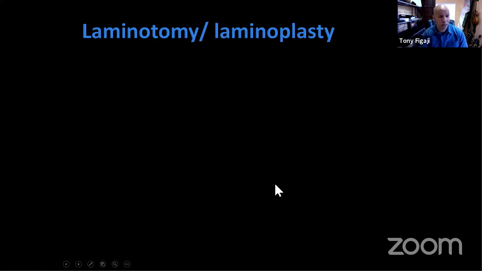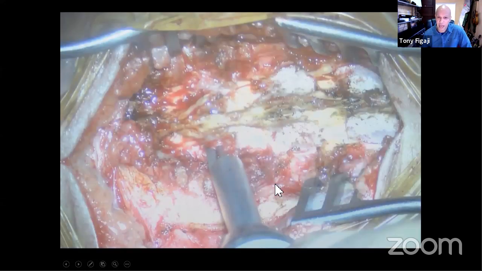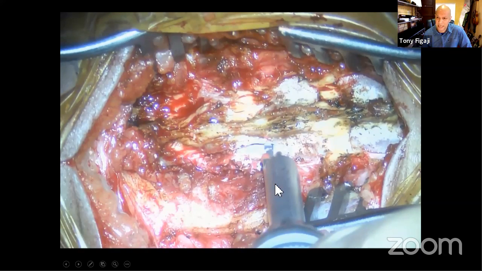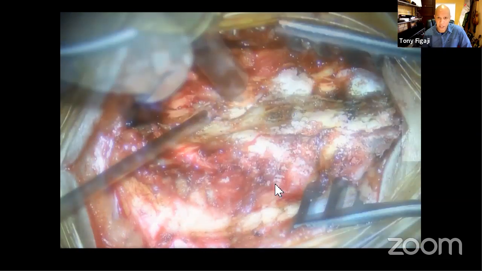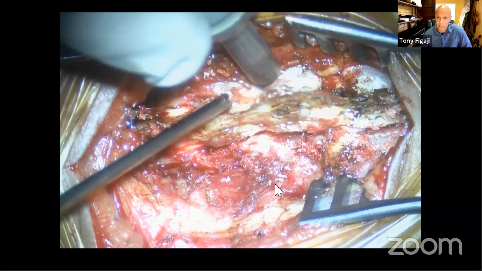First, the laminotomy or the laminoplasty. This is what it looks like. This I learned from Rick Abbott. You can do a 10-level laminotomy in children literally within a couple of minutes. Very, very easy to do. You need to do it a few times to get comfortable with it.